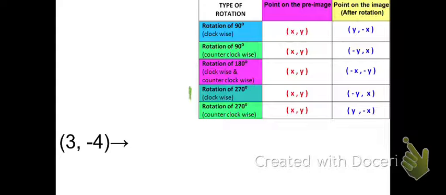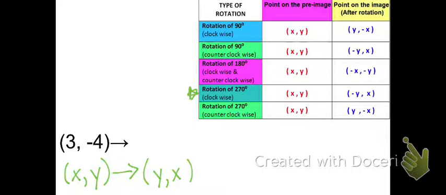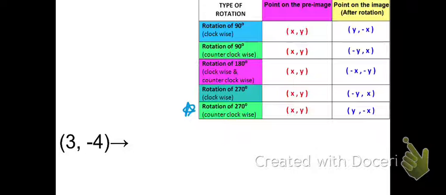Now let's rotate it 270 degrees clockwise. So this is saying our (x, y) now becomes (y, x). So you switch the spots, but the y is the opposite sign. So I start off with my y, but it's not -4 anymore, it's +4. And then I put my x. So that's 270 degrees clockwise.